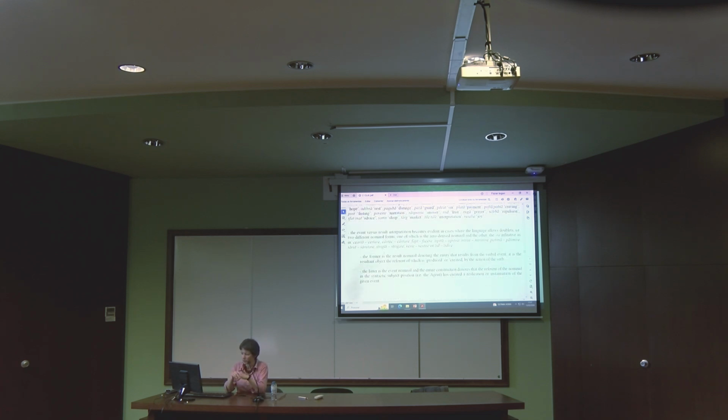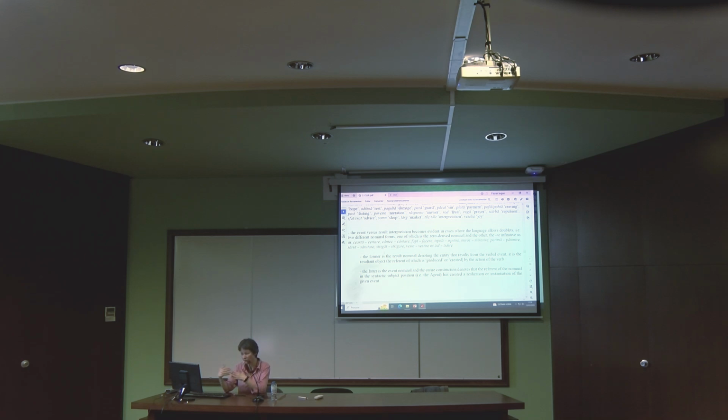This event versus result interpretation becomes obvious in cases where the language allows doublets, two different nominal forms, one of which is the zero-derived nominal and the other the -re infinitive, as in ceartă, certare, quarreling, cântec, cântare, song, singing, fapt, facere, deed, ispită, ispitire, temptation, miros, mirosire, smell, smelling, and so on. The former is the result nominal, denoting the entity that results from the verbal event. It is the resultant object, the referent of which is produced or created by the action of the verb.